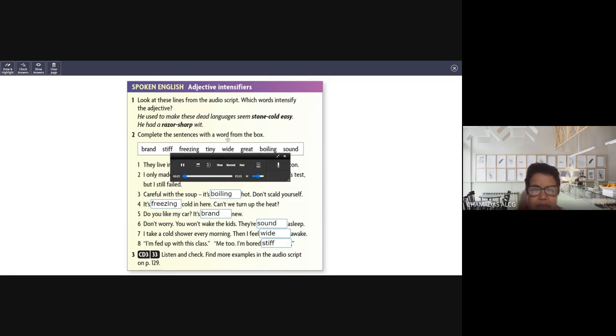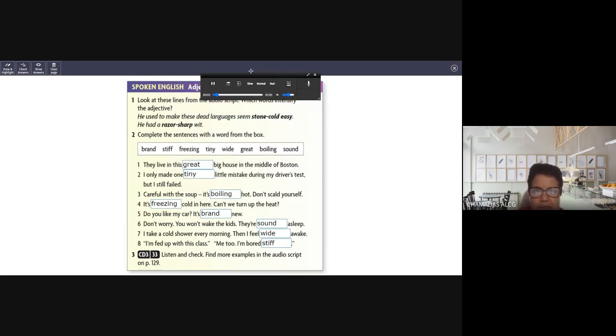Track 33. 1, They live in this great big house in the middle of Boston. 2, I only made one tiny little mistake during my driver's test, but I still failed. 3, Careful with the soup. It's boiling hot. Don't scald yourself. 4, It's freezing cold in here. Can't we turn up the heat?